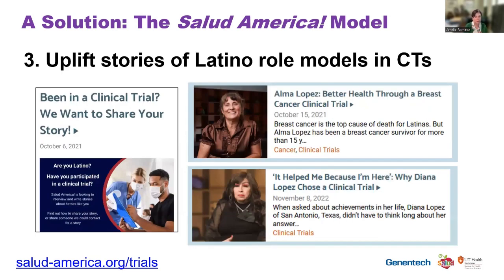And so the third, as I mentioned earlier, is the importance of uplifting stories of successful role models. And you might ask, why is that important? Well, if they see someone that looks like them and that was successful in participating in a trial, that person says, you know what, maybe I'll give it a try as well. So it's our way of increasing their self-efficacy and showing that these are real people who have gone through it.